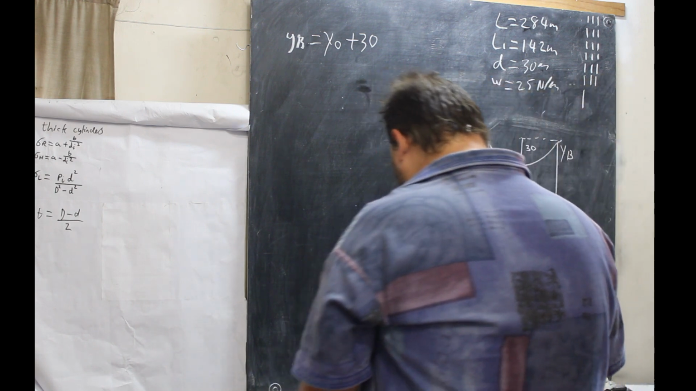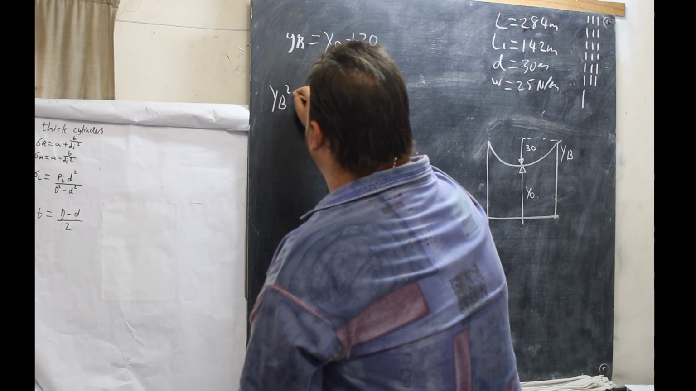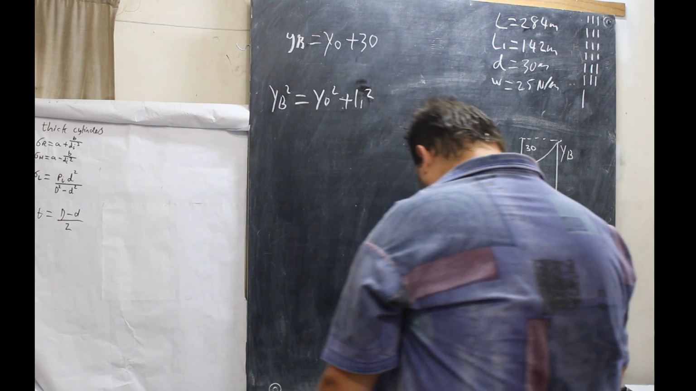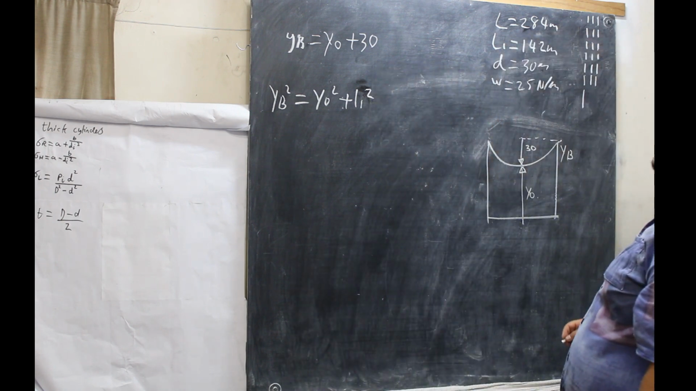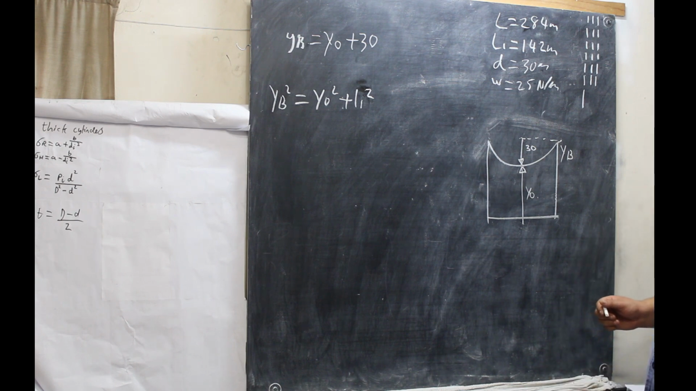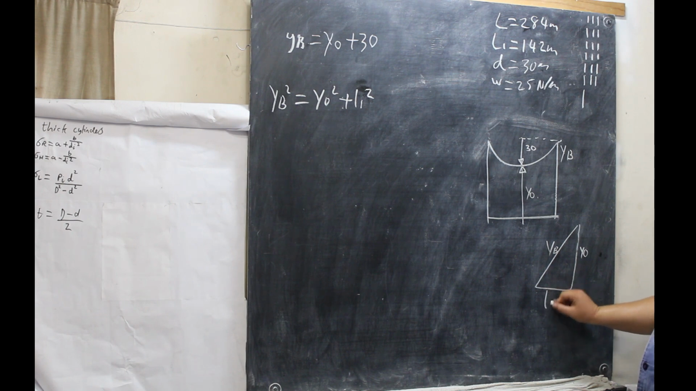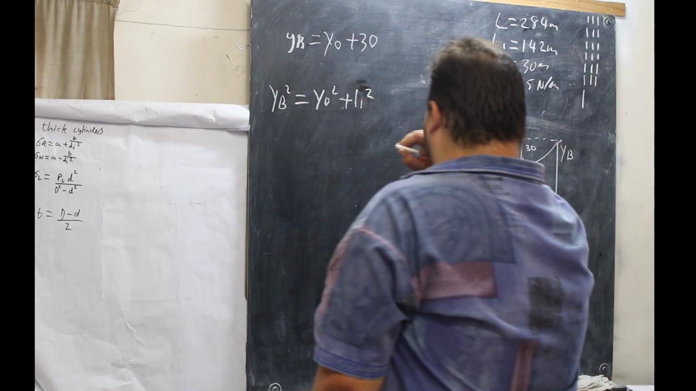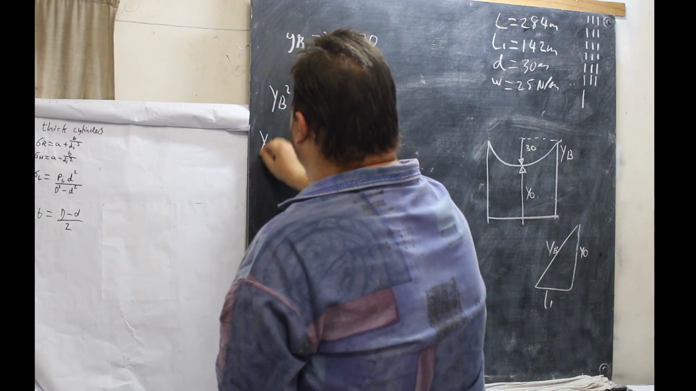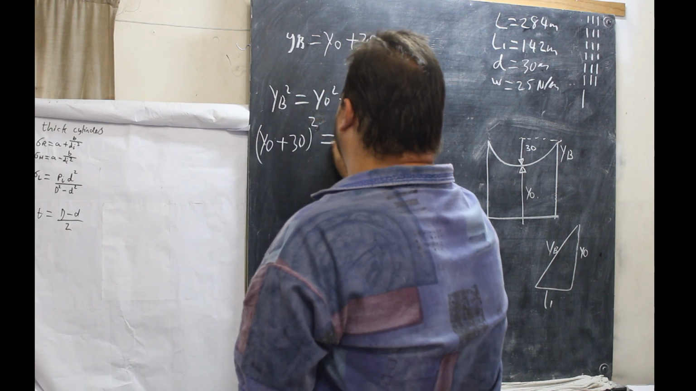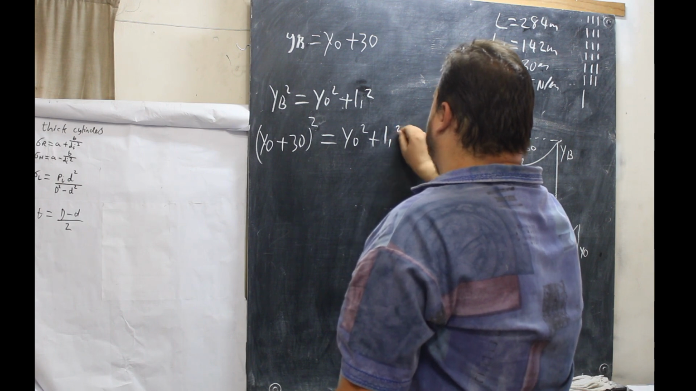So what we need to do is say YB squared is equal to YO squared plus L1 squared, because this is working in a triangle. This is a Pythagorean triangle. So YB is one side, that's your hypotenuse, and this is YO, and that's L1. So it's working in a triangle. Next step, we take YB, so it's YO plus 30, all of that squared equals YO squared plus L1 squared.